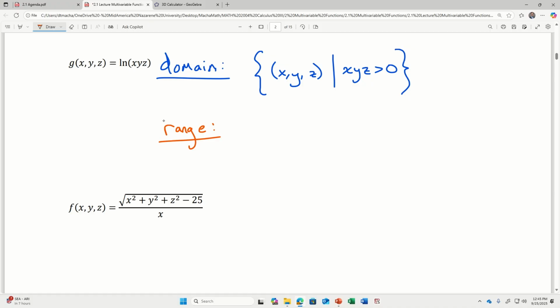Because after I take care of the domain, this is just the natural log function, right? So the range of the natural log function is all real numbers.